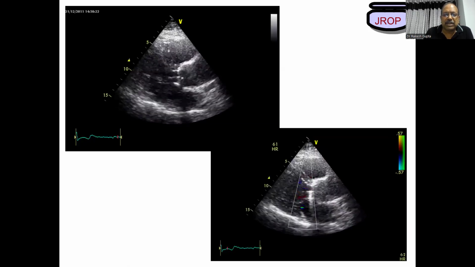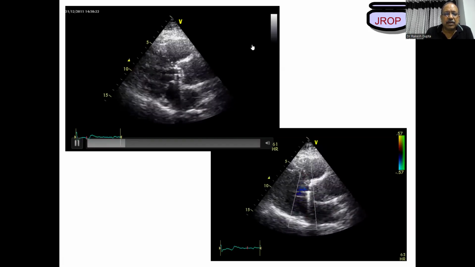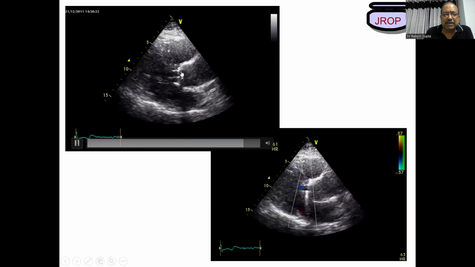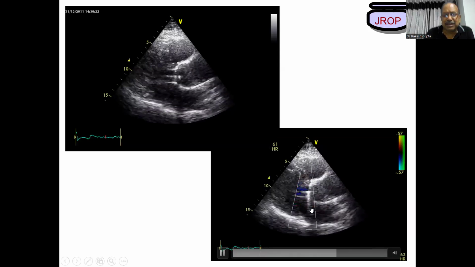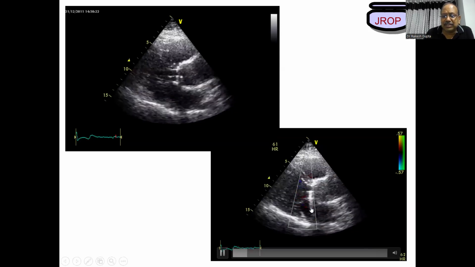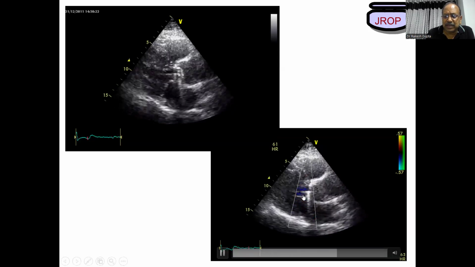Move on from mitral to aortic prosthetic valves. Look, this is a prosthetic valve implanted in the aortic valve position. This is definitely metallic, but I don't know what kind of metallic valve it is, because I could see a reverberation of the metallic prosthetic valve over here.